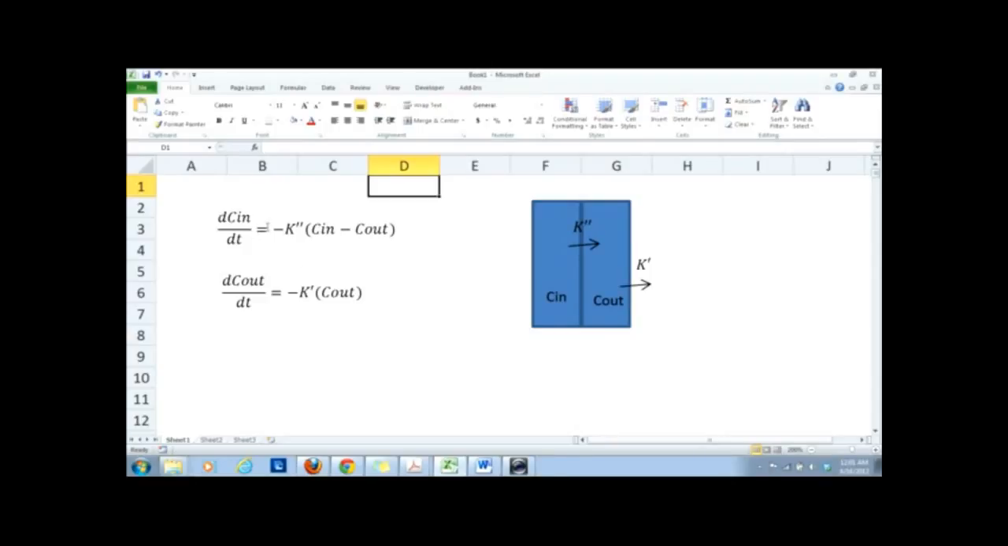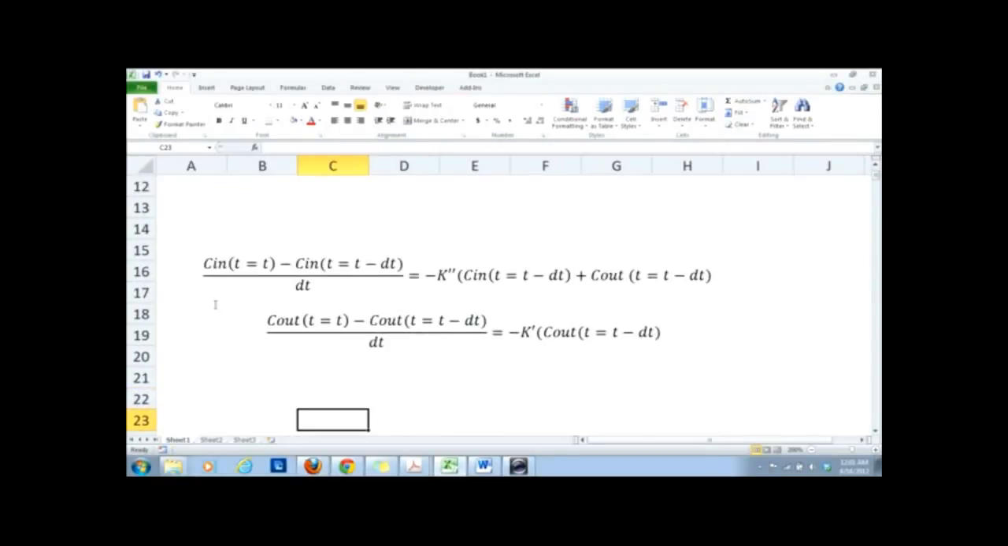This is a pretty standard differential equation for diffusion, where the change in the concentration is proportional to the concentration difference from where the diffusion is occurring. And to solve this differential equation analytically, we need to go to a very small time scale. If we go to a very small time scale of dt, then we can rewrite this differential equation in this form. So here, instead of writing dt, I'm writing C in at t is equal to t minus C in at t is equal to t minus dt.